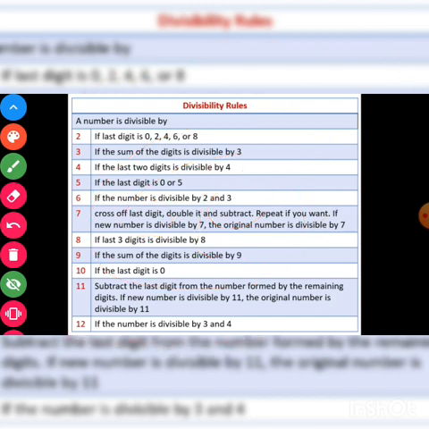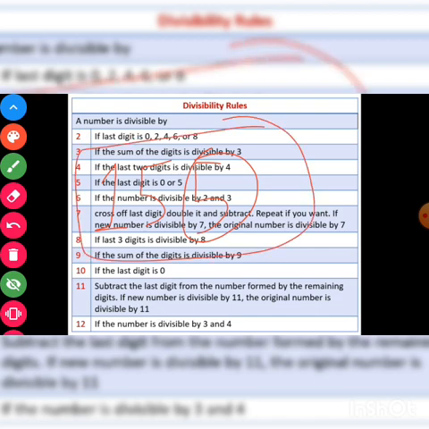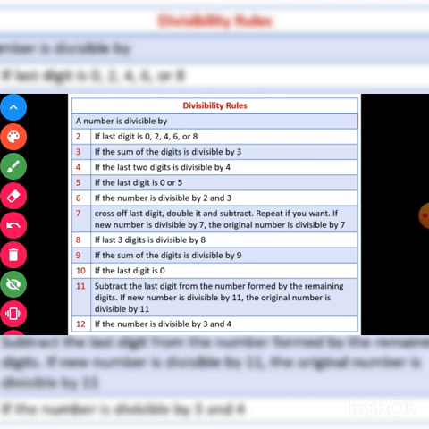Another example, 155. The number is ending with 5, so it will be divisible by 5. Hope you all have understood about the divisibility test of 5. Now let us go to divisibility test of 6.